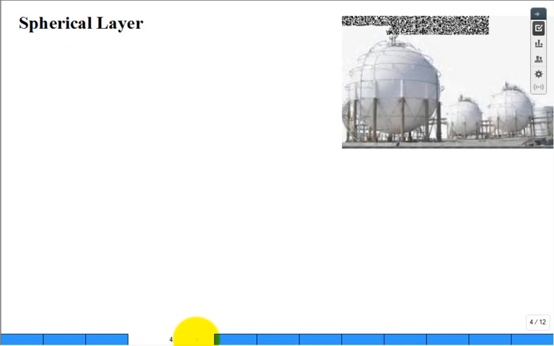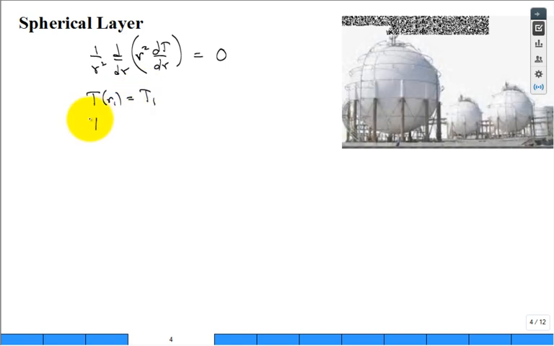You do the same thing now in your other favorite coordinate system. It's the spherical. But what's our governing differential equation? 1 over r squared, derivative with respect to r of r squared, derivative of T with respect to r, is equal to 0. And we have that temperature at R1 is equal to T1, and the temperature at R2 is equal to T2. Here's a picture of some spherical tanks. They're going to be well insulated. They're holding something probably really, really cold or really, really hot. And they're trying to reduce the heat transfer between the substance inside the tank and the surroundings.